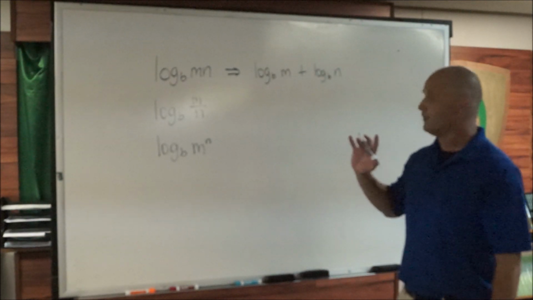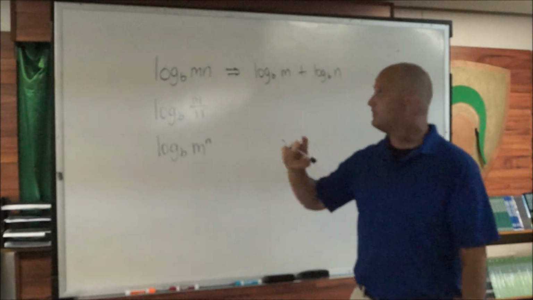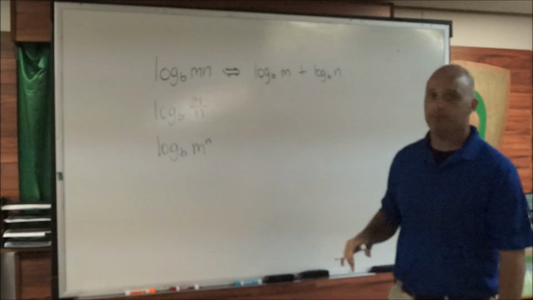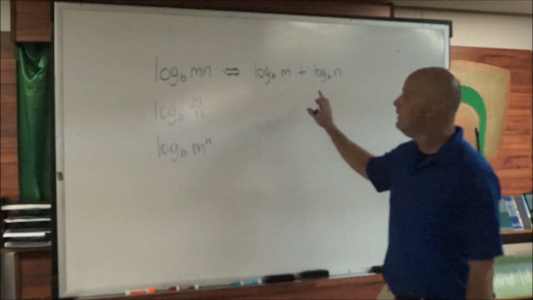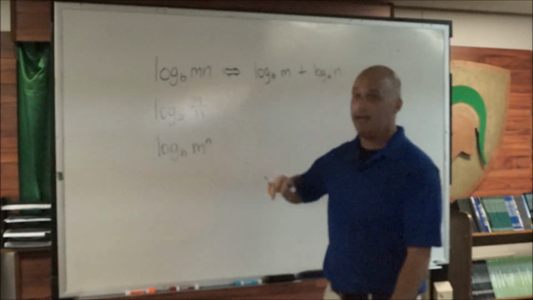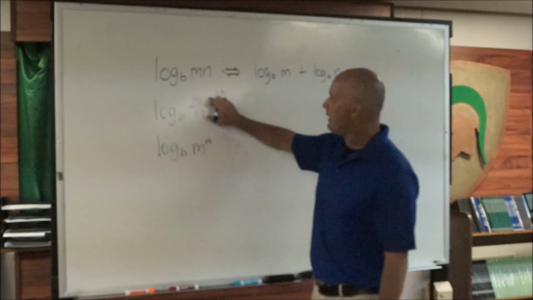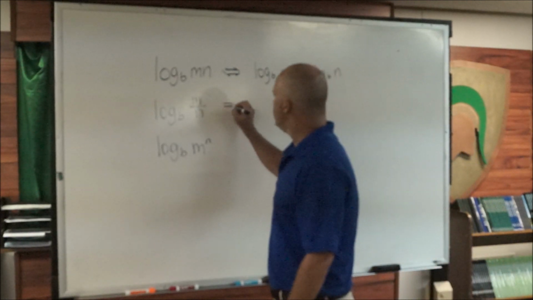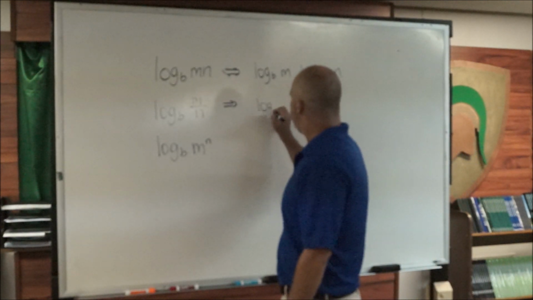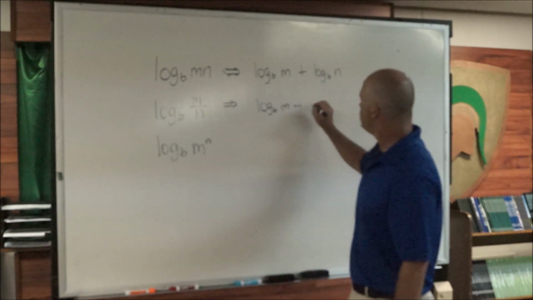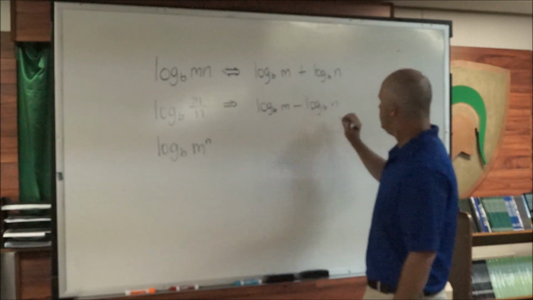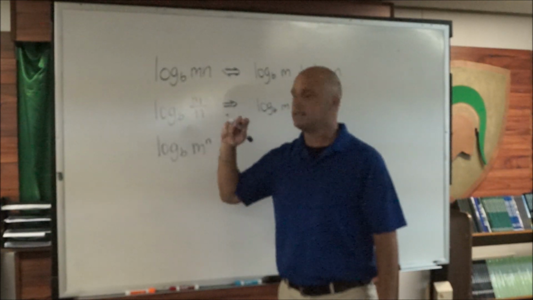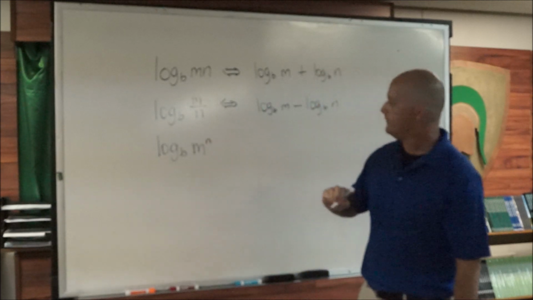Now, this can also go the other way as well. Instead of expanding it, you can condense it. So you can go from log base b of m plus log base b of n down to log base b of mn. Now, if you've got division, then we're just going to use subtraction instead. So this can be expanded to log base b of m minus log base b of n. And again, you can go this direction and then condense it. So they can go either way.